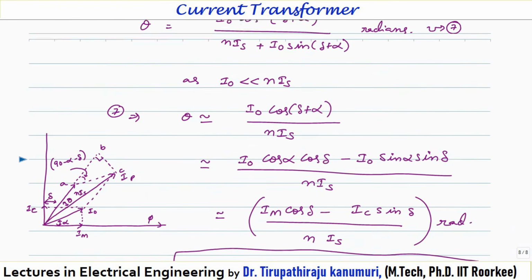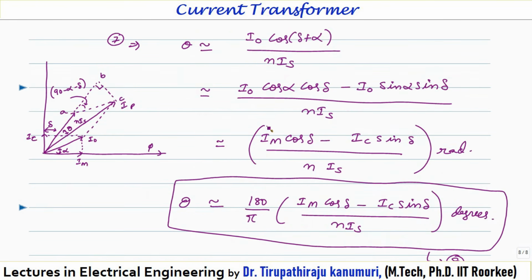Again same way I am expanding this one and then replacing with the magnetizing component and the core loss component, because we know cos A plus B is cos A cos B minus sin A sin B. So this I can write as Im cos delta minus Ic sin delta, because I naught cos alpha is nothing but Im, I naught sin alpha is nothing but Ic. I have just replaced here. Okay, remember this angle is in radians, not in degrees.